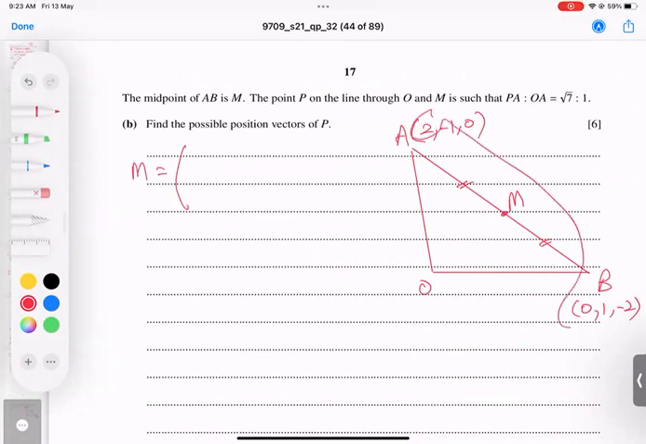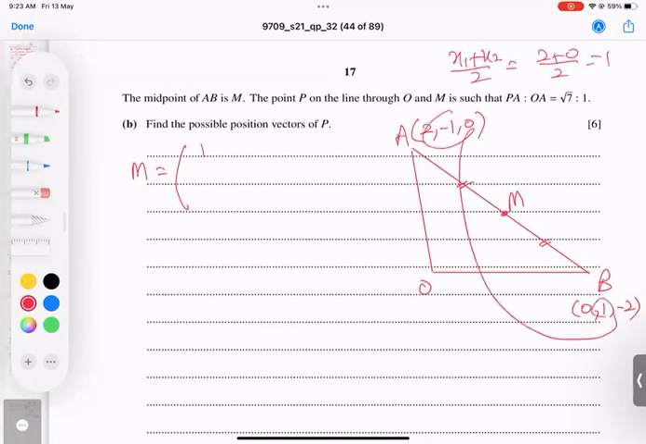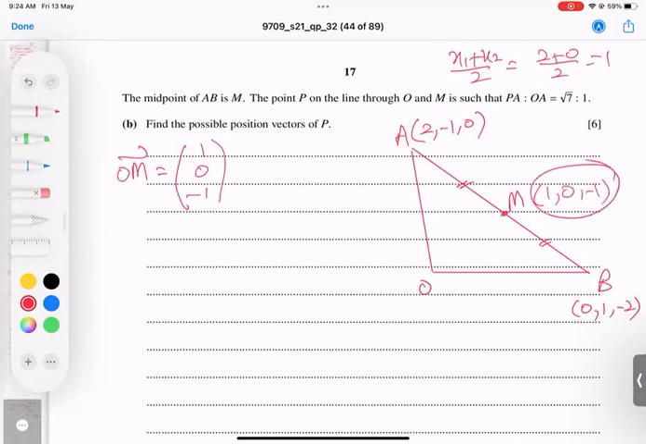So 2 plus 0 divided by 2, you know the midpoint formula, x1 plus x2 divided by 2. I'm getting 1. Then -1 plus 1 becomes 0 divided by 2, 0. 0 plus -2 divided by 2 gives -1. So I got the M coordinate: the coordinate of M is 1, 0, -1. But when you write it in vector form, whenever we write vector form, we must write O before it. So I think this diagram is very clear.